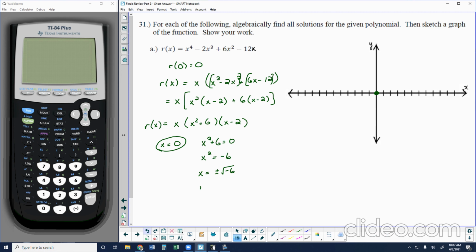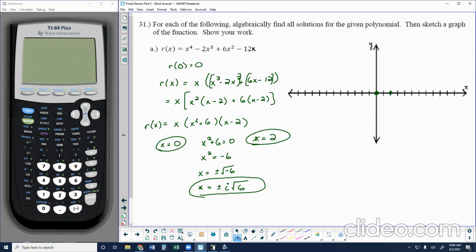I square root both sides, so x equals plus or minus i root 6, which is a solution, but is not going to show up on our graph. And then I would have x minus 2 equal to 0. So x would equal positive 2. So on my graph here, I have the x-intercept 0, and now I have the x-intercept 2. So now I need to finish with my graph.